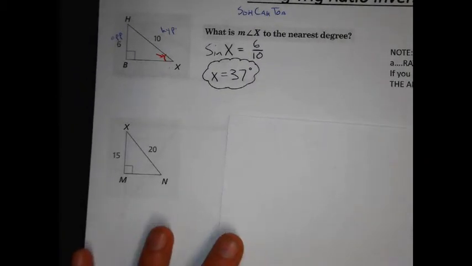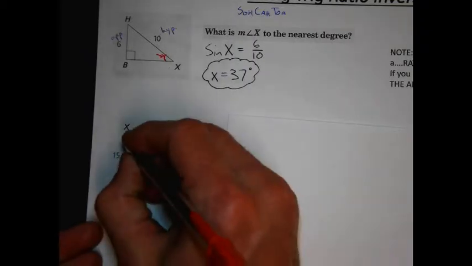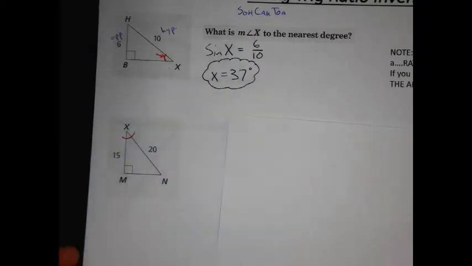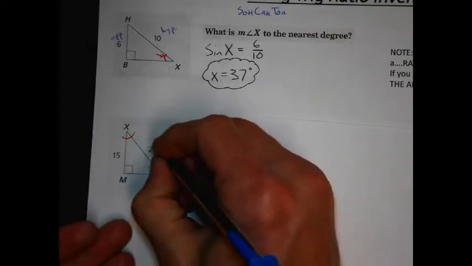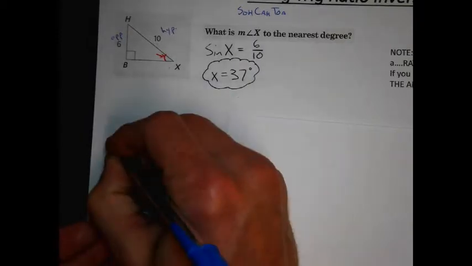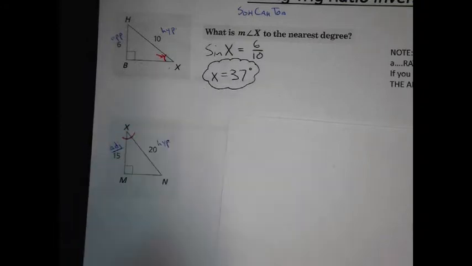So here's another diagram, and we're going to look at angle x. So once again, we have our angle x here. It's all about perspective. When we consider angle x, what are we looking at? Hopefully you see that 20 is the hypotenuse. 15 is adjacent. Yes, it's adjacent, right? 15 is adjacent. So what are we going to do? We have to find the measure of angle x to the nearest degree.